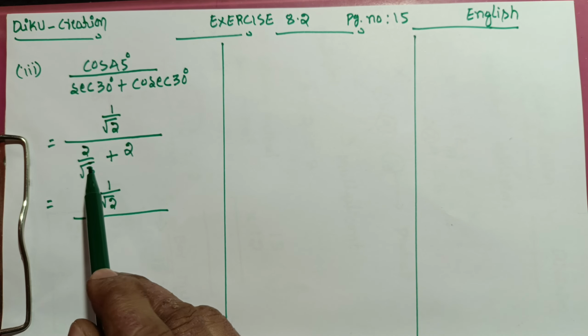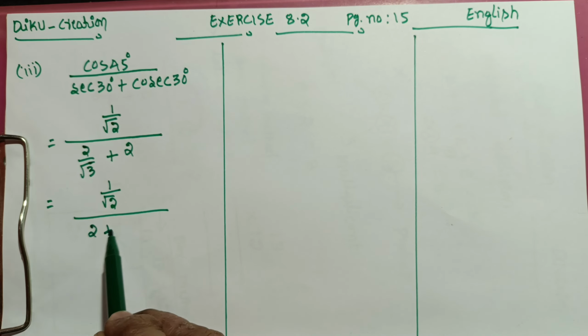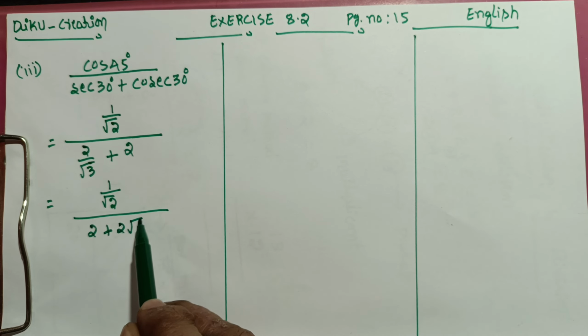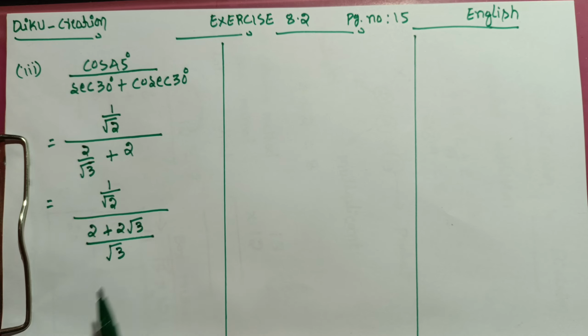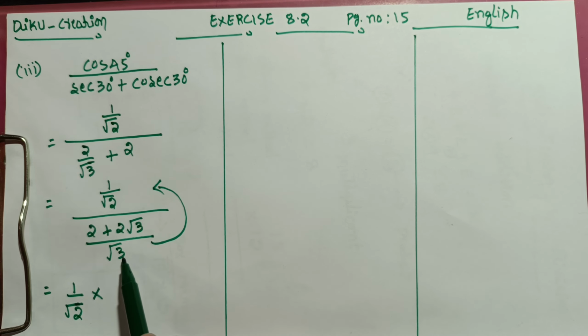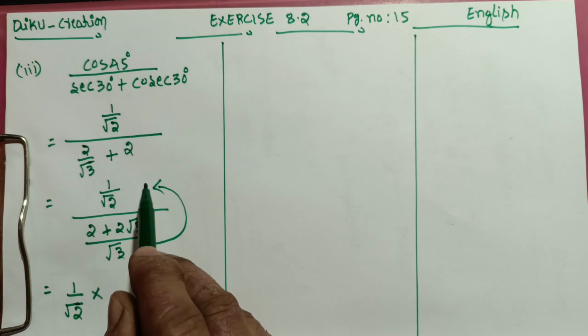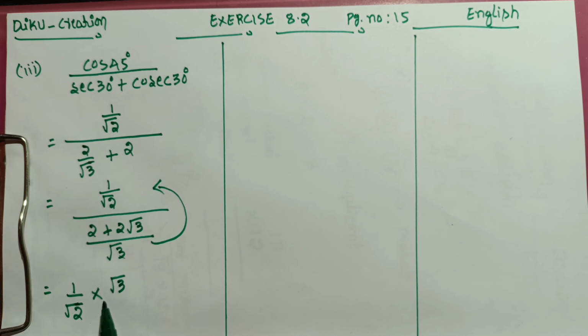So or cross multiply. 2 plus 2 root 3 divided by root 3. Now I will take this division to all the numerator, which is equal to 1 by root 2. The division symbol is going to be a multiplication symbol, numerator changes to denominator and denominator changes to numerator. Therefore this goes to root 3 in the numerator divided by 2 plus 2 root 3.